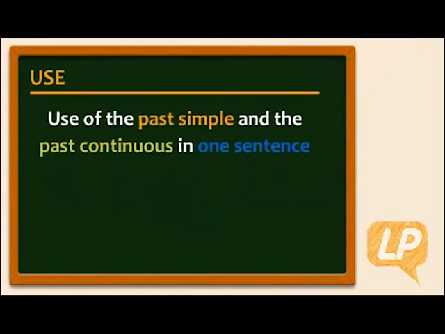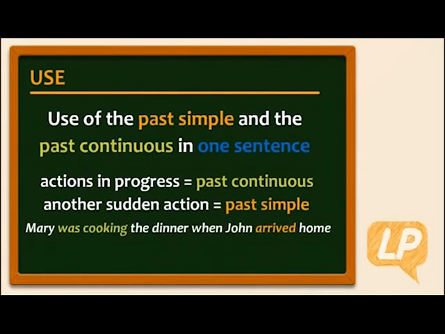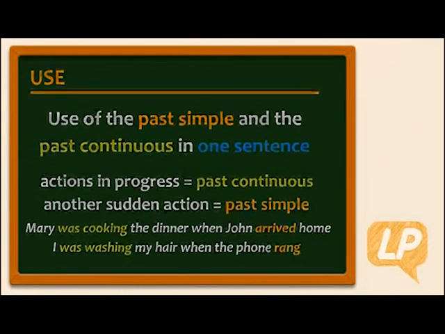Use of the past simple and the past continuous in one sentence. If there is an action in progress, when another action suddenly occurs, we use the past continuous for the action that was already in progress, and the past simple for the action that suddenly occurred. For example, Mary was cooking the dinner when John arrived home. I was washing my hair when the phone rang.